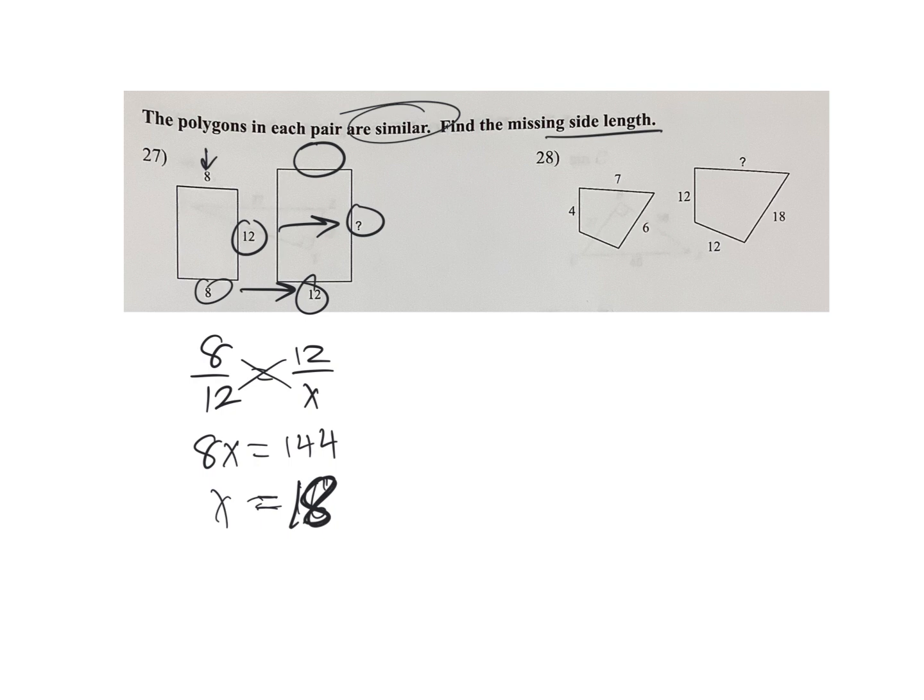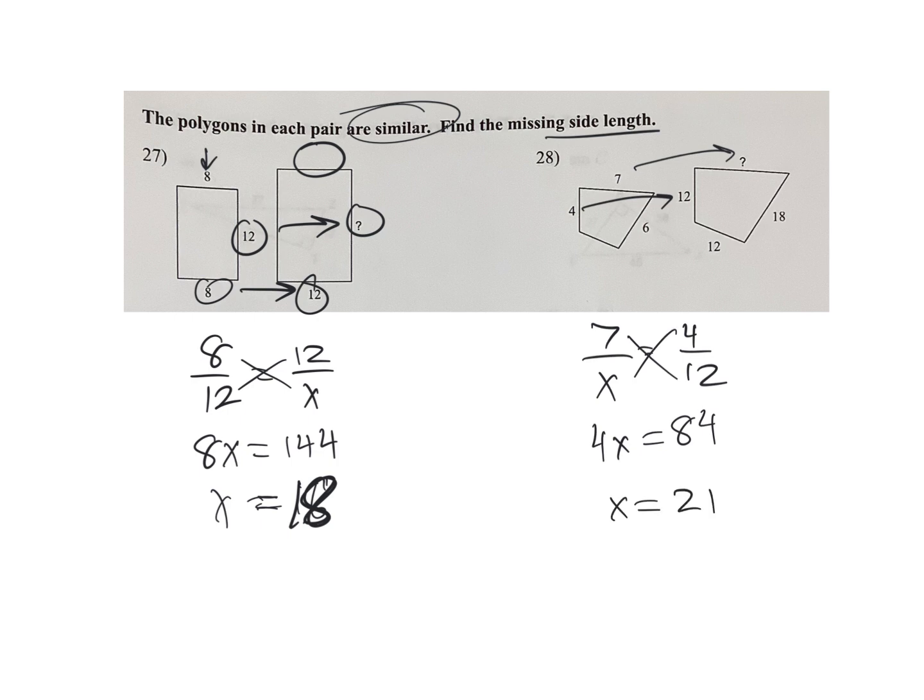28, same thing. Make sure they're oriented the same. It looks like they are, so 7 is to x, and then you just pick something else. 4 is to 12. Cross multiply, 4x equals 84. Divide off the 4, 21.